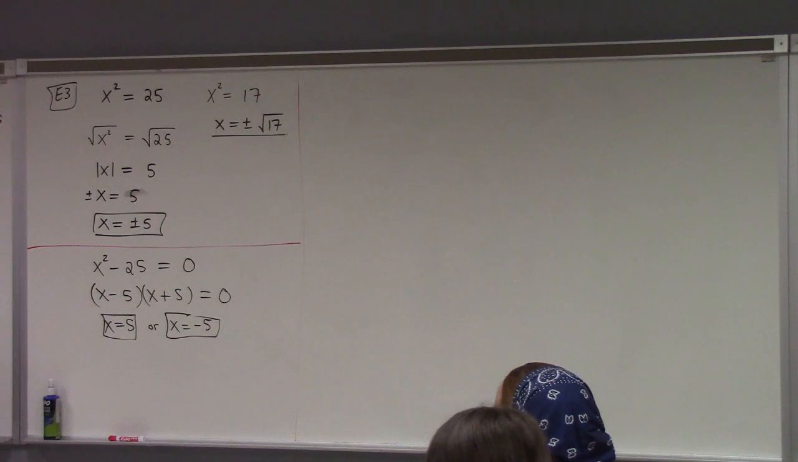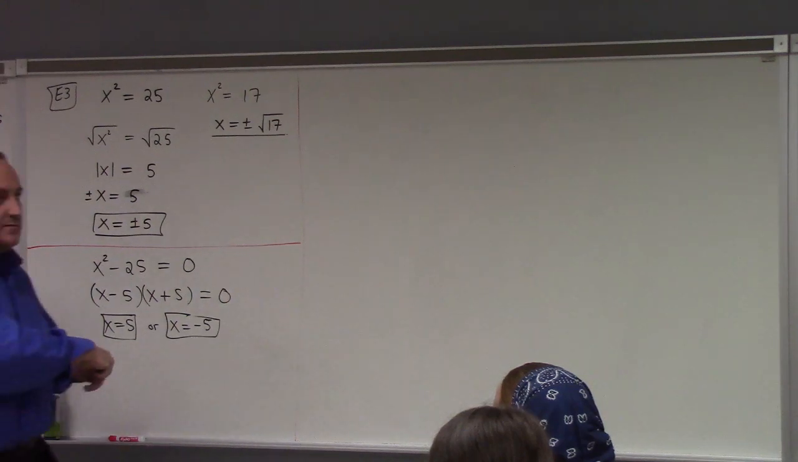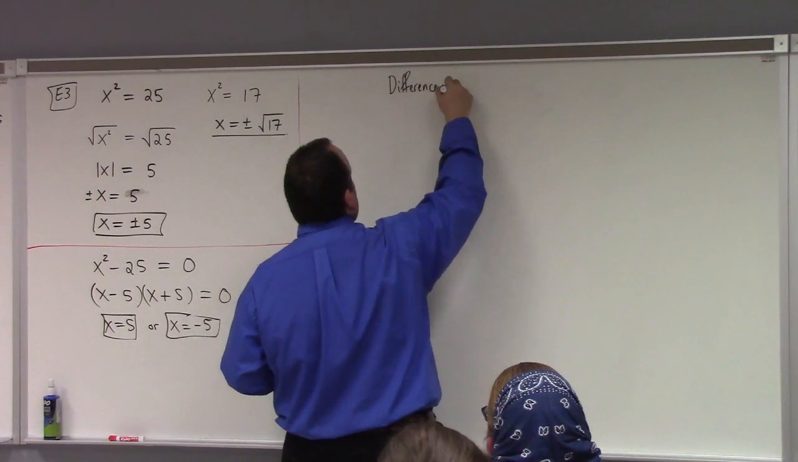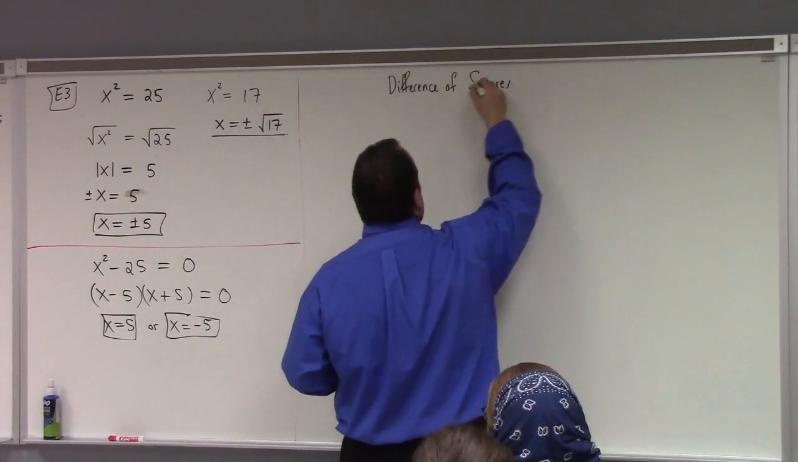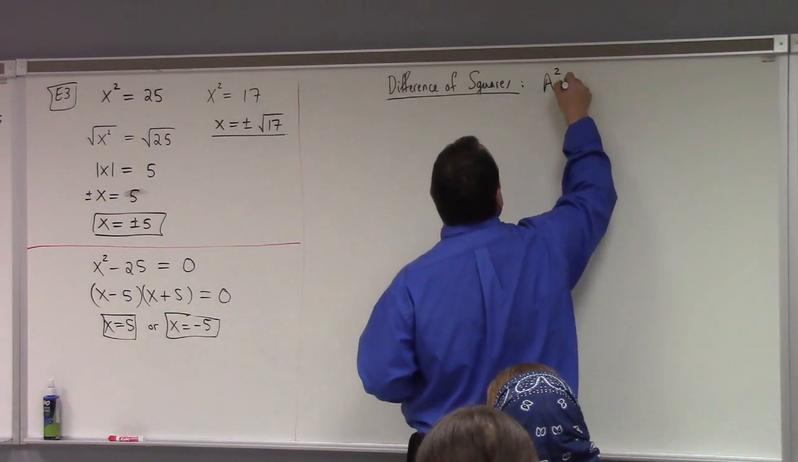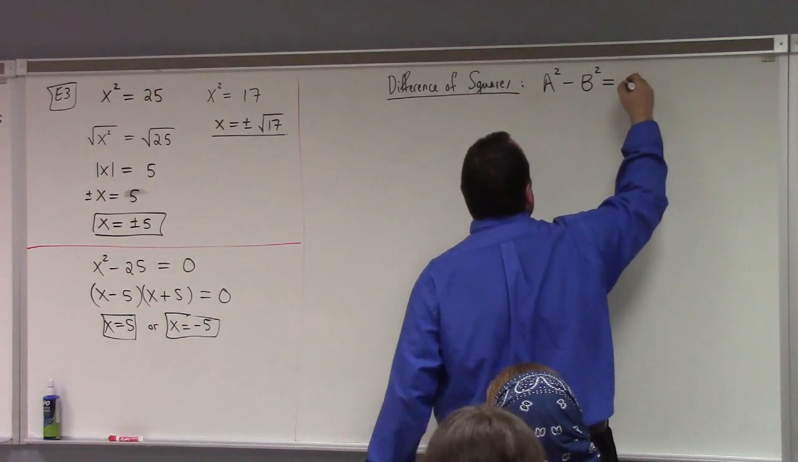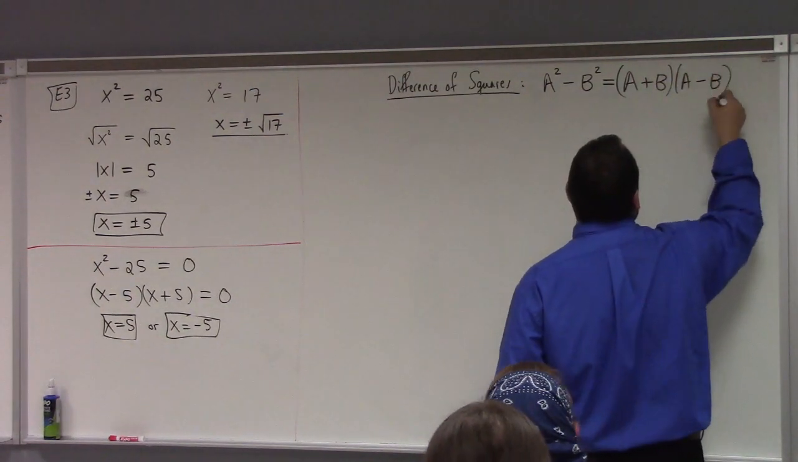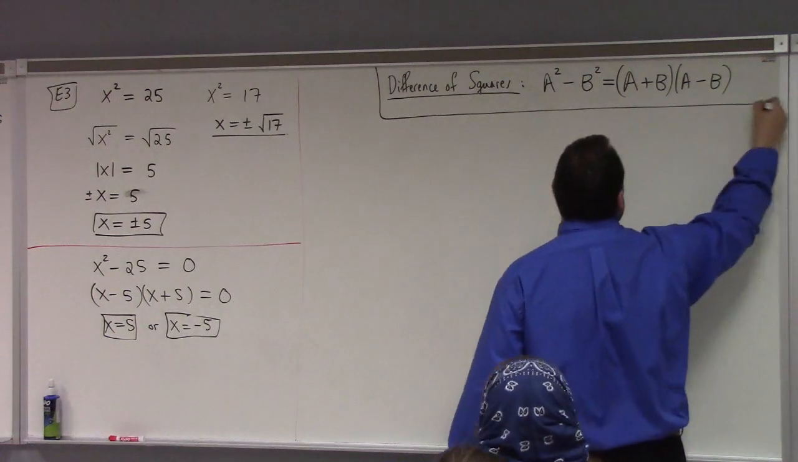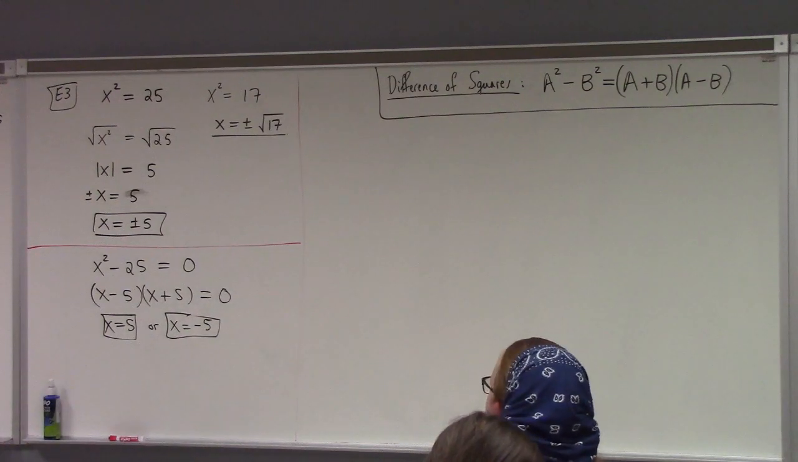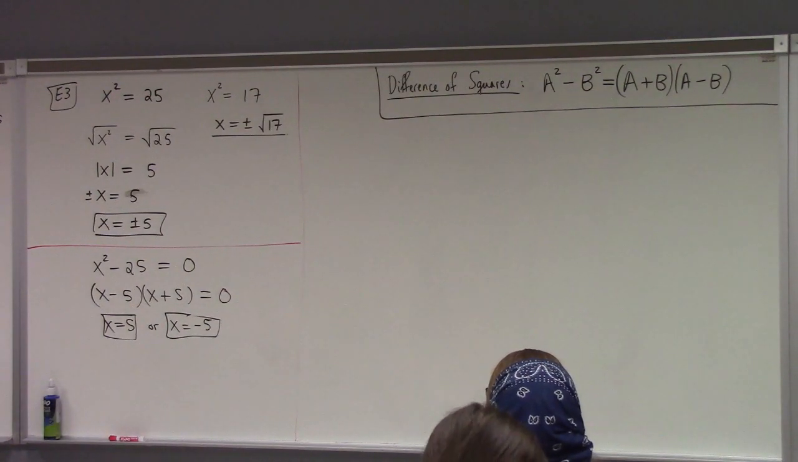Now, there's a pattern here, let me just stop and appreciate a pattern. This is called difference of squares, something we should learn and remember. This is a pattern we can use for that factoring. A squared minus b squared equals a plus b times a minus b. This is something we ought to memorize and look out for. Anytime you have a difference of squares like that, you can use that factoring.